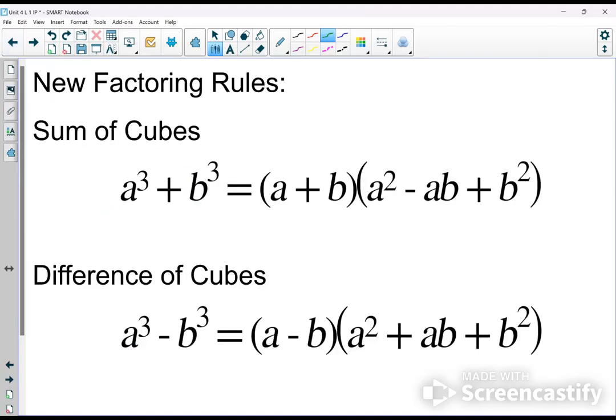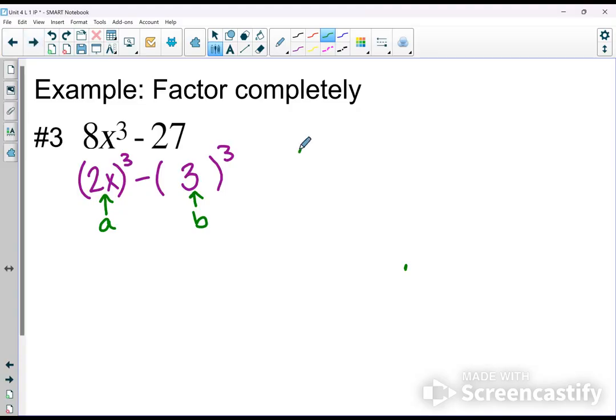Here it is. It starts with A minus B times A squared plus AB plus B squared.